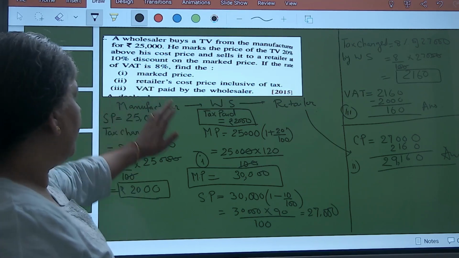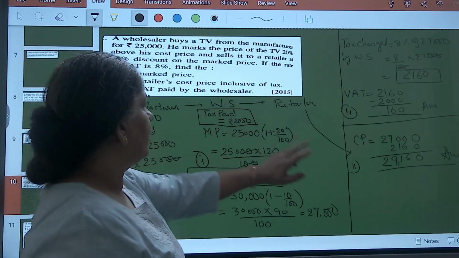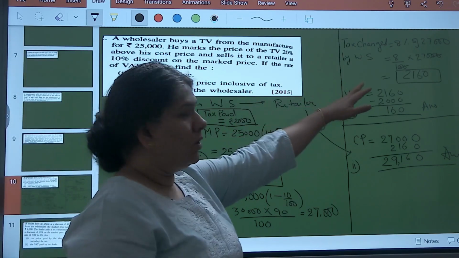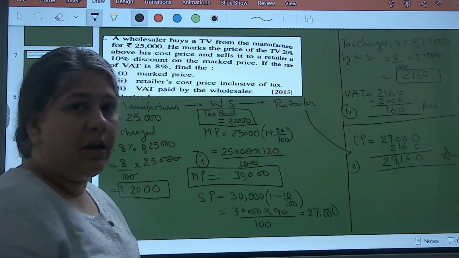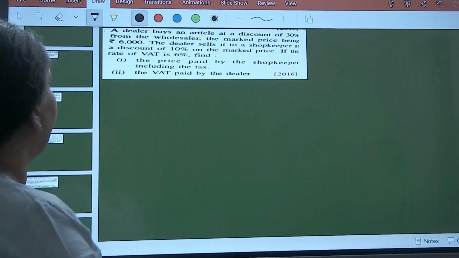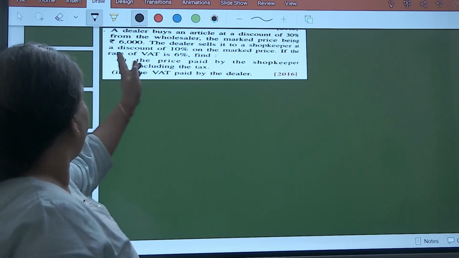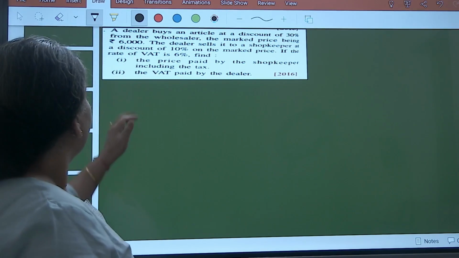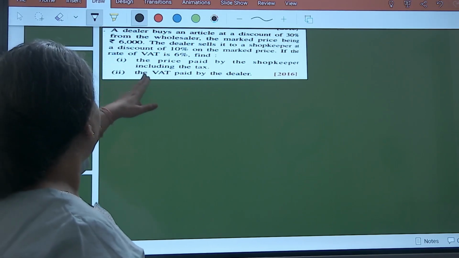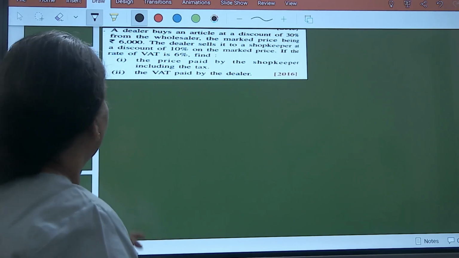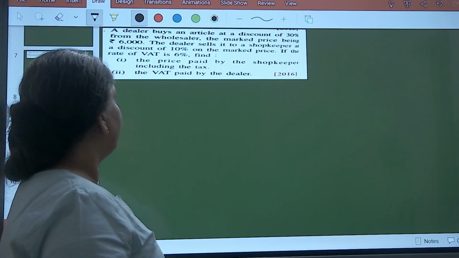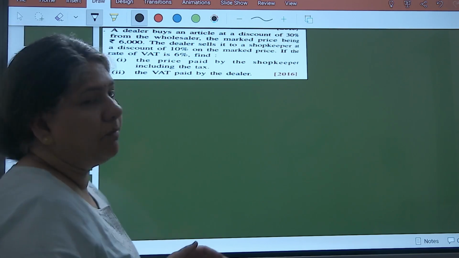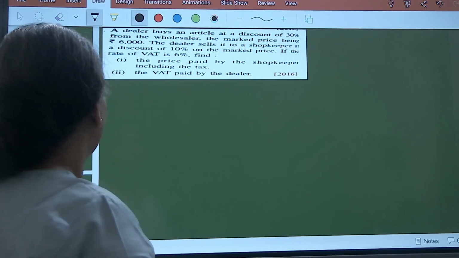So we have found out the mark price, the retailer's cost price inclusive of tax, and the VAT paid by the wholesaler, that is 2,160. See, a dealer buys an article at a discount of 30% from the wholesaler, the mark price being 6,000. The dealer sells it to the shopkeeper at a discount of 10% on the mark price. If the rate of VAT is 6%, find the price paid by the shopkeeper including tax and the VAT paid by the dealer.